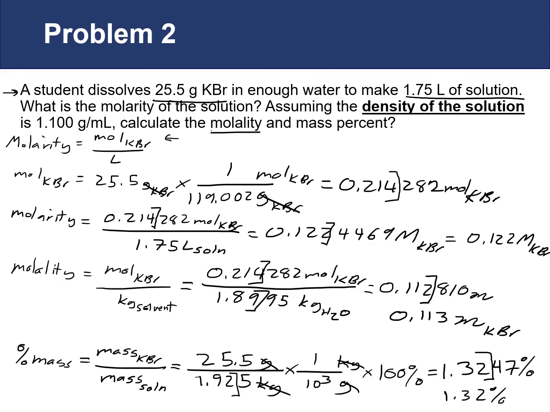So our answers to this question, the first one, what is the molarity, was here, 0.122 molar. The molality was here, 0.113 molal for our potassium bromide solution. And then the last part, our percent by mass, will be 1.32%.